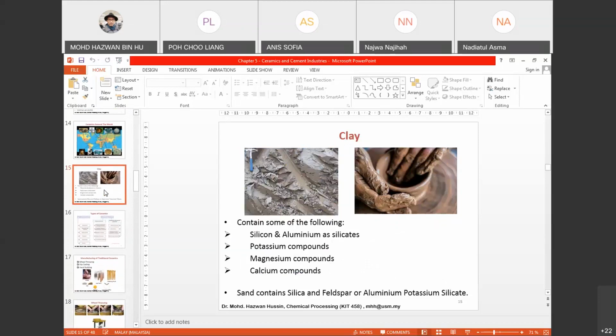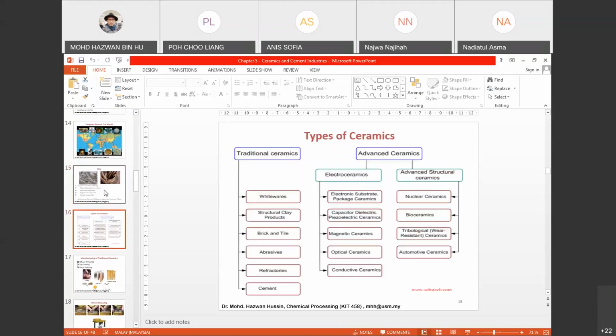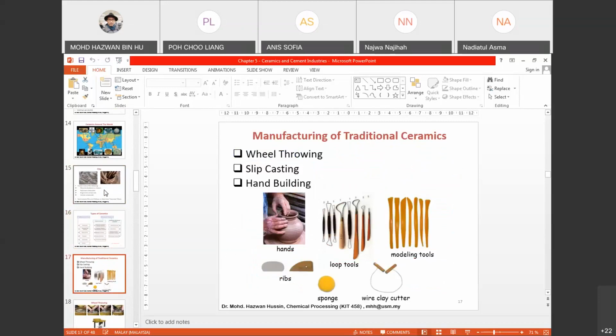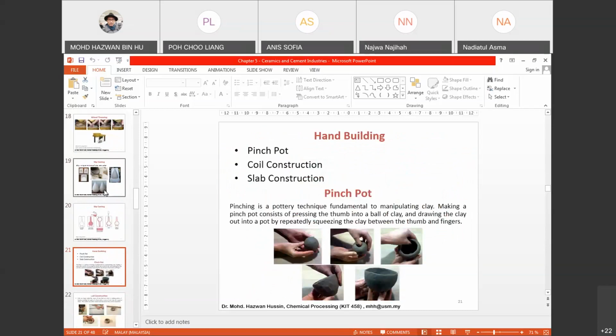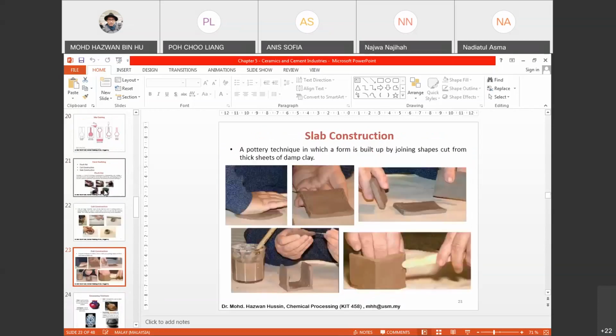Right. So we have learned about clay, what the composition of clay is, and then the types of ceramics that we can find, the production of ceramics from traditional methods, and also the production of advanced ceramics. For the traditional ceramics, we have different techniques, for example, wheel throwing, slip casting, and also hand building. For hand building, we have other subclusters: pinch pot methods, coil construction, and slab construction.